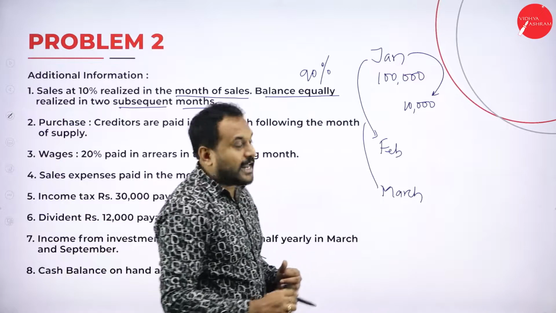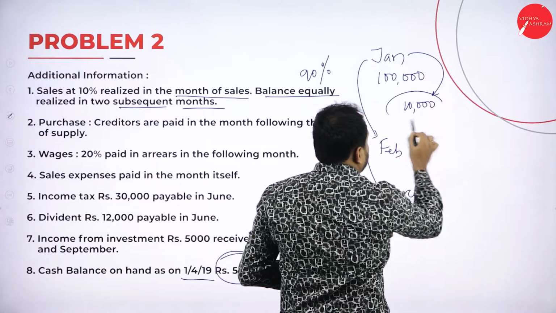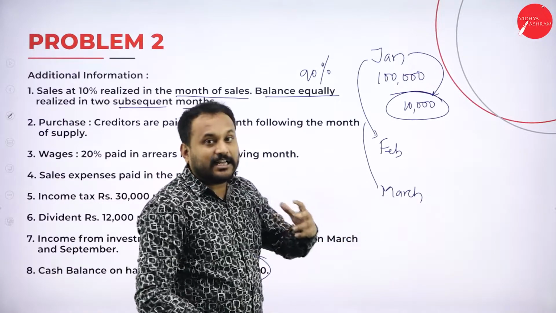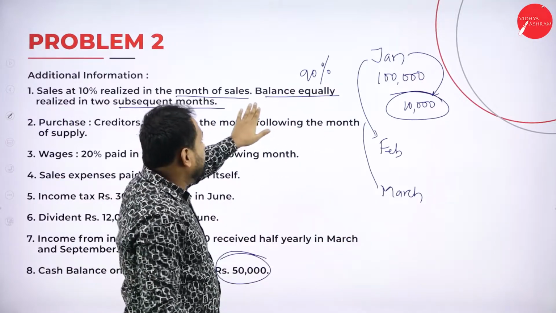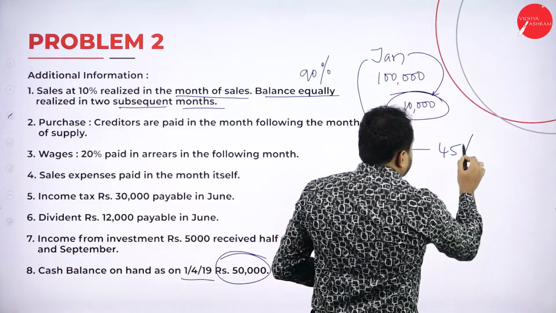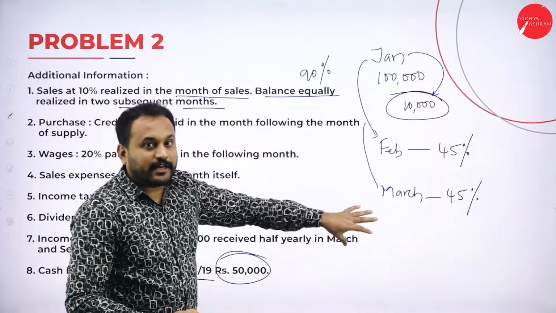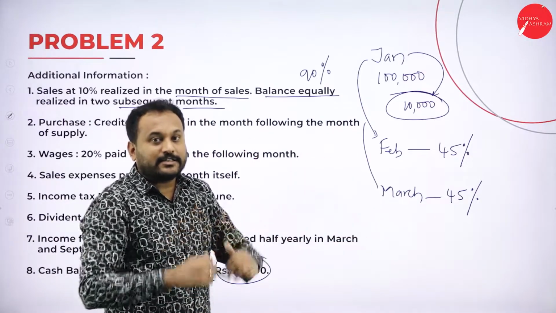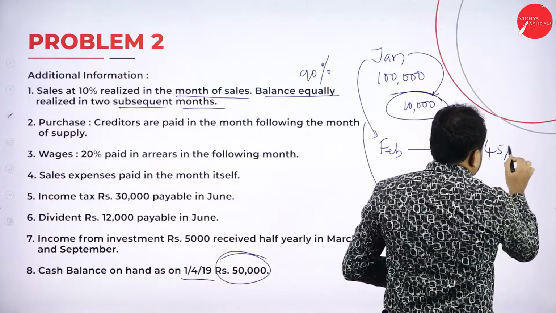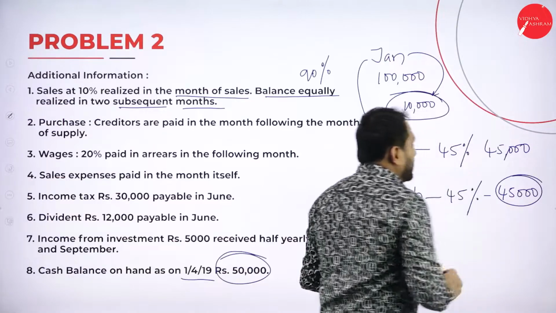Now what happens here is, January 1 lakh rupees I have done the sales. In that, 10,000 I have received in that particular month itself. So what is the remaining amount? The remaining amount is 90,000, that is 90%, but it is balanced equally. Balanced equally means I'll take 45% here and 45% here. This is what is called recovery, where the data needs to be given to us, and this is what we are supposed to calculate. That means in February I'll take 45,000 and in March I'll take 45,000.